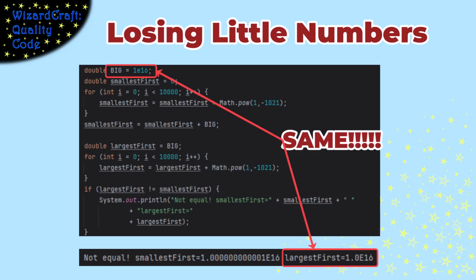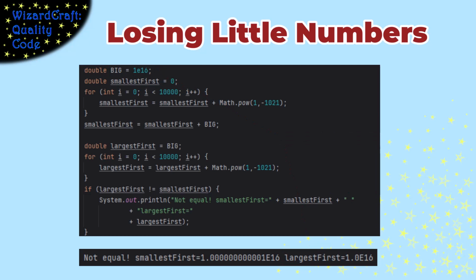And look at this. Largest first has the value of the one big thing. It looks like we didn't add anything to it at all. To explain what happened, remember what we just talked about in adding numbers. In the first addition for largest first, we are adding 1 times 10 to the 16th and 1 times 10 to the negative 1021. That's a really big number and a really small number.